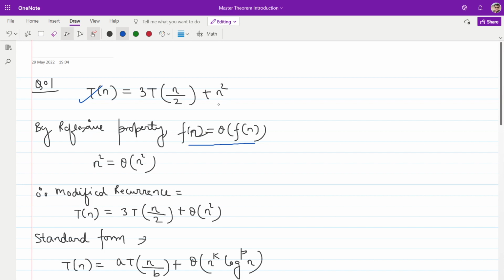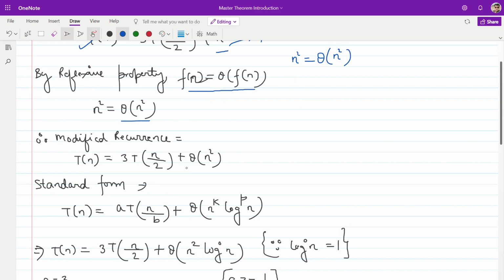If I call this function n square as f(n), by making use of the reflexive property I can always replace n square with theta of n square. So I will make use of this reflexive property and replace n square with theta of n square. My modified recurrence equation becomes 3 times T(n/2) plus theta of n square. The reason I have done this is that I had to convert this problem into the standard form, and the standard form has a theta notation.